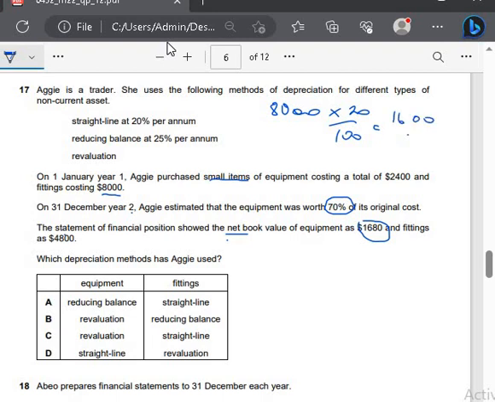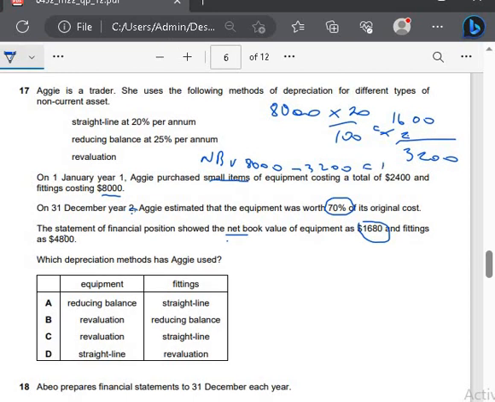Since we are talking about year 2, the total depreciation is 1,600 times 2, which is 3,200. So what is the net book value? Net book value will be 8,000 minus 3,200. If I take this 8,000 minus 3,200, I'm getting 4,800.